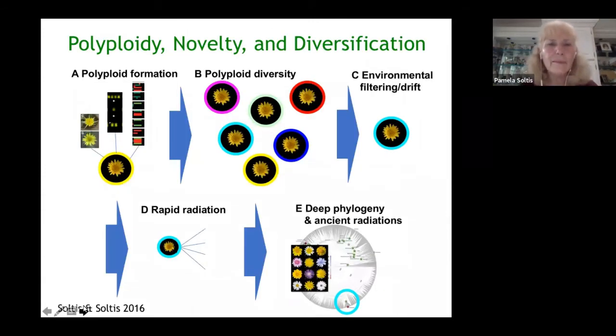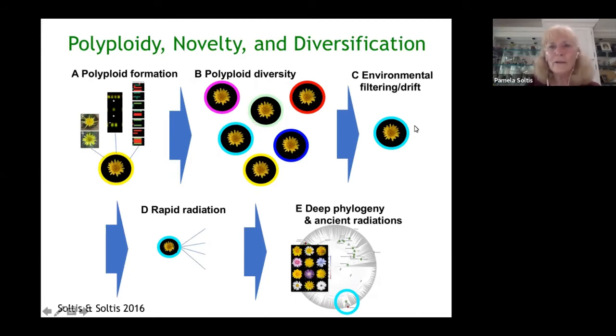So thinking about these concepts of novelty and diversification and what we've learned from our studies of Tragopogon at the microevolutionary scale, we've put together this cartoon of how we think novelty and diversification may come in line. So polyploid formation leads to lots of diversity on lots of scales. We see variation in morphology and gene expression and karyotype and gene content. And all of that diversity then is present in early stages following polyploidization.